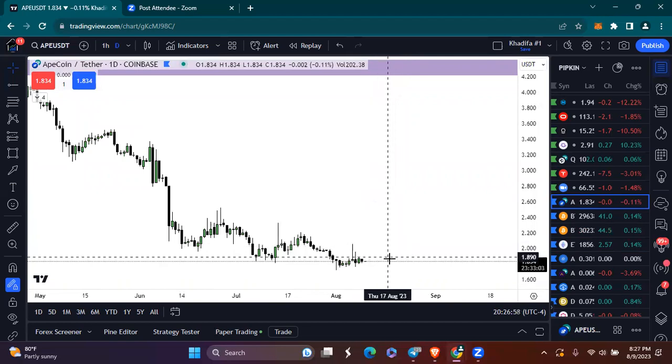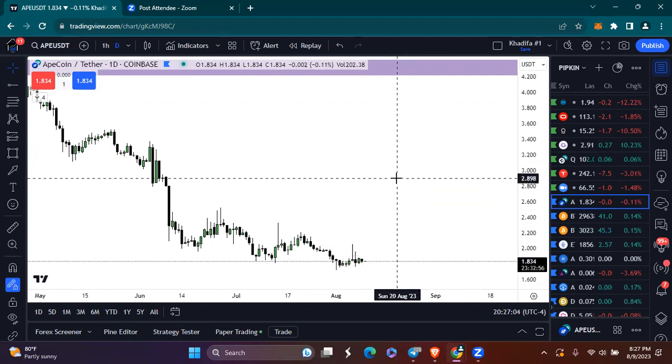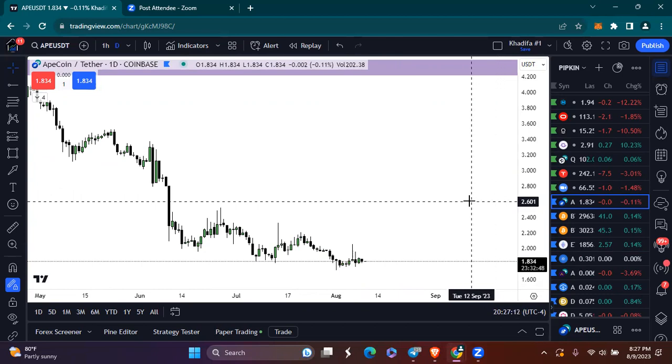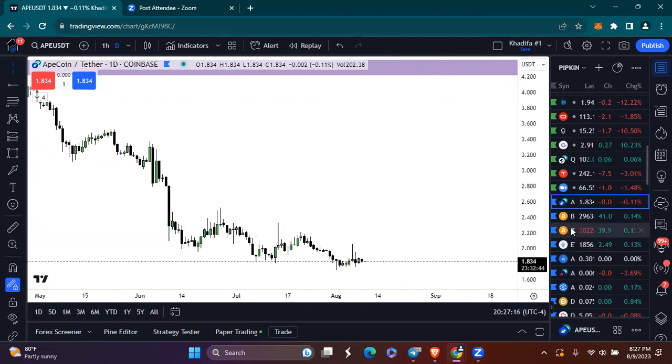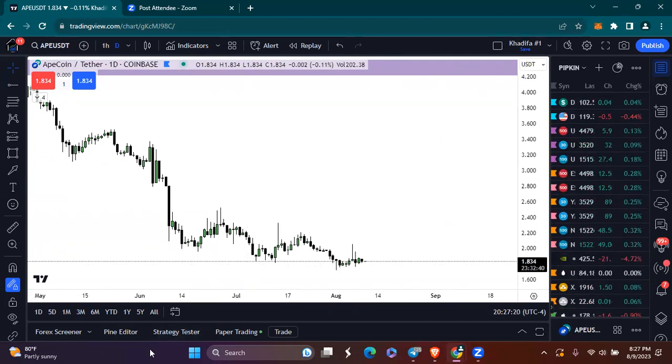Yuga Labs got some things in the works, so I'm expecting us to start seeing some bullish momentum out of ApeCoin. However, if we continue to sell off, y'all already know the score. Dollar cost averaging in at $1.50. Simple as that.